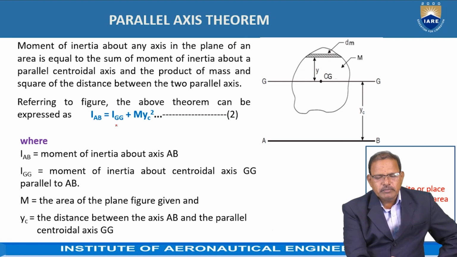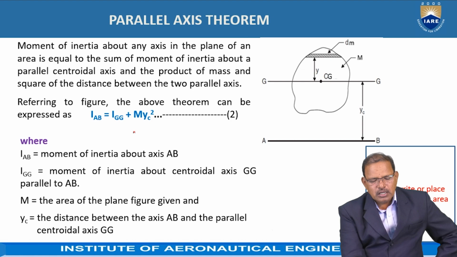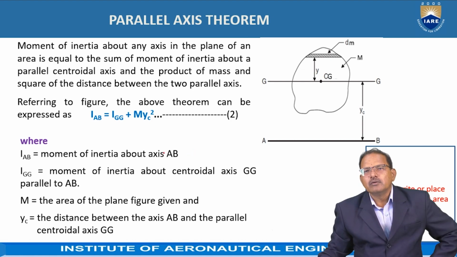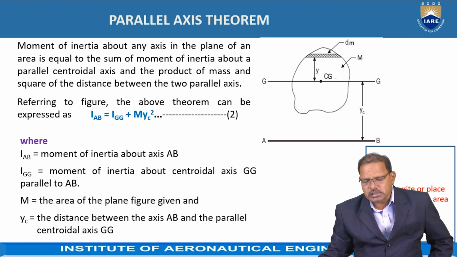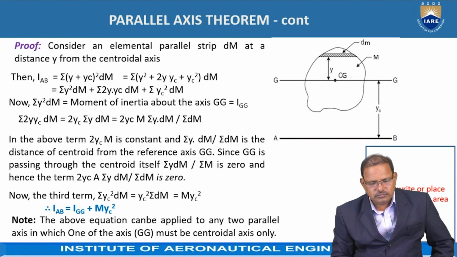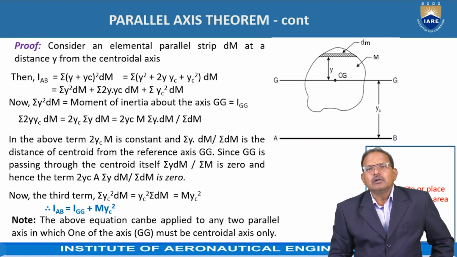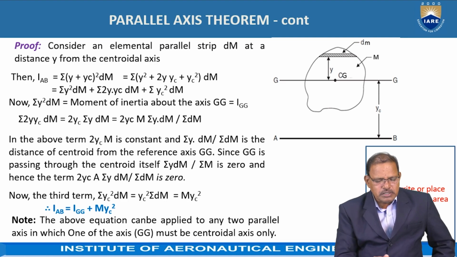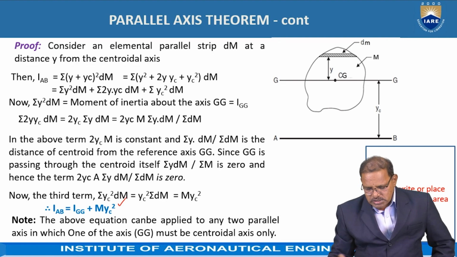Now that means mathematically I_AB is equal to I_GG plus M Y_C square, where I_AB is representing the mass moment of inertia of the body about a line AB, I_GG is representing the mass moment of inertia of the body about its central axis, M is representing the mass of the body, Y is representing the distance between the parallel lines AB and GG. So according to the Parallel Axis Theorem, I_AB is equal to, we can represent it as I_G plus M y_c square now.